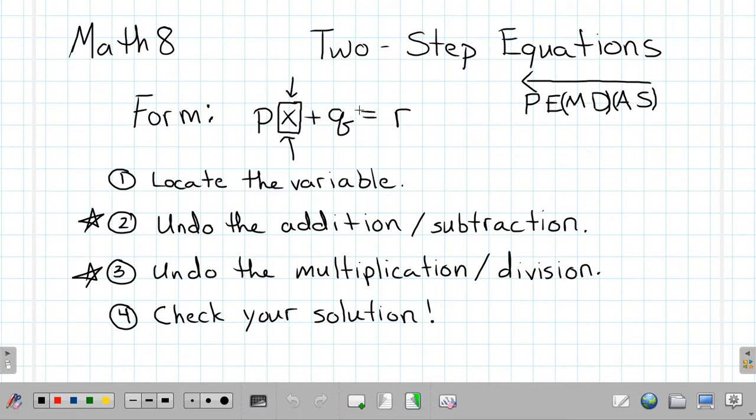So undo the addition or subtraction, subtract q here. Then we undo the multiplication or division. So then we would divide by p. So the way you can think about it is multiply times p, then add q. That means to solve the equation, I need to subtract q and then divide by p. So you're always doing the opposite backwards. So going backwards and doing the opposite, okay?